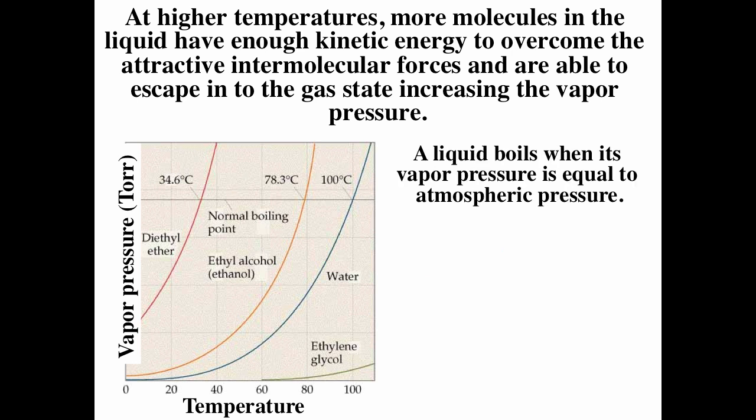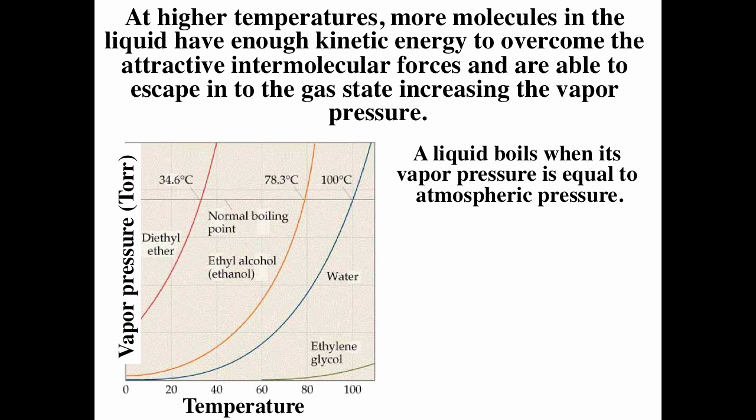Now, a liquid boils when its vapor pressure is equal to the external pressure, or if it's an open container, the atmospheric pressure. The line here on the graph represents atmospheric pressure. That tells us that the diethyl ether should boil at 34.6 degrees. The ethyl alcohol should boil at 78.3 degrees. And the water boils at 100 degrees Celsius.